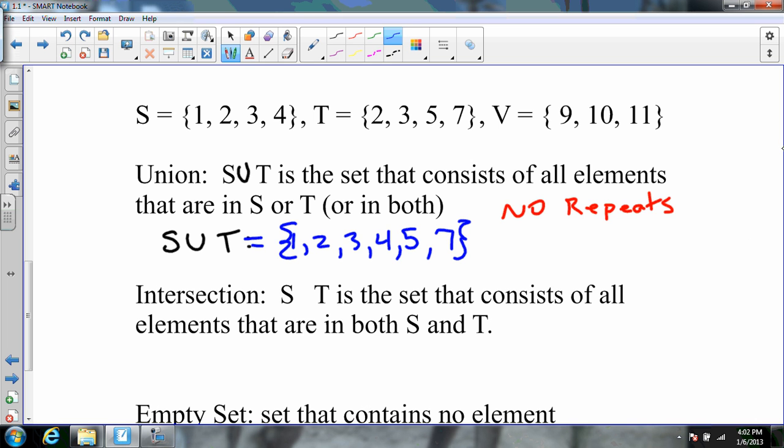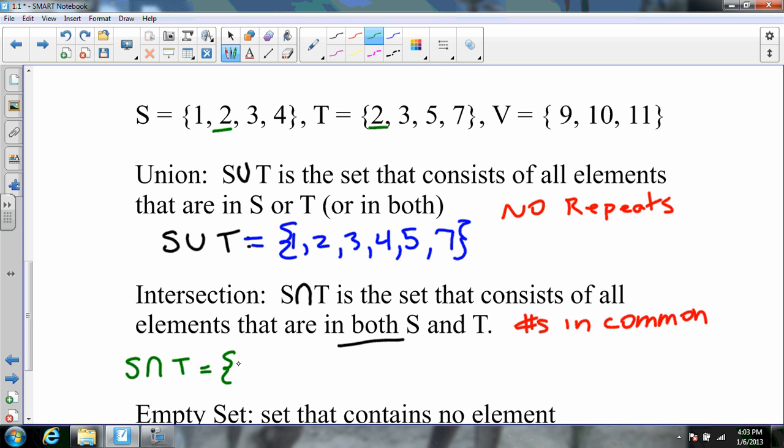An intersection, S intersect T, which is an upside down U, is a set that consists of all of the elements that are in both S and T. So we want the ones in common. So when we are looking for S intersect T, we want the number that's in S that's also in T. So we see that there's a 2 in both. So we put it in the brackets. There's a 3. And that's all they have in common. So we close it.